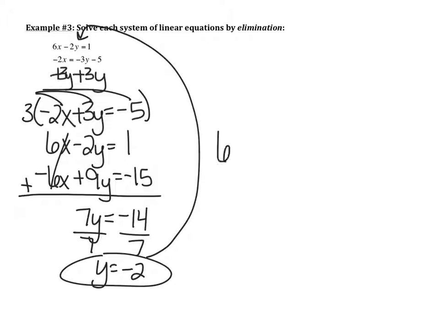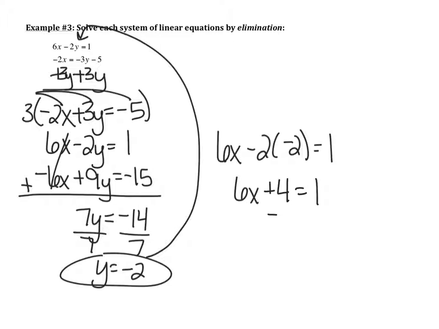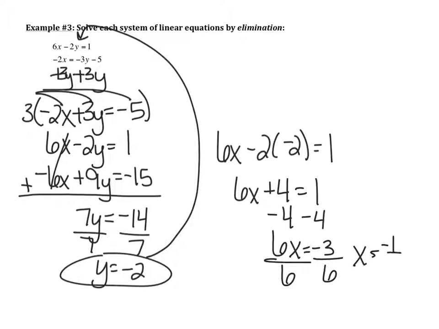So we would have 6x minus 2 times negative 2 equals 1. Negative 2 times negative 2 is 4. So then I would subtract 4 from both sides and end up with 6x equals negative 3. Divide both sides by 6. And so I end up with a fraction, but in lowest terms, it's negative 1/2. So my final answer would be negative 1/2, comma, negative 2.